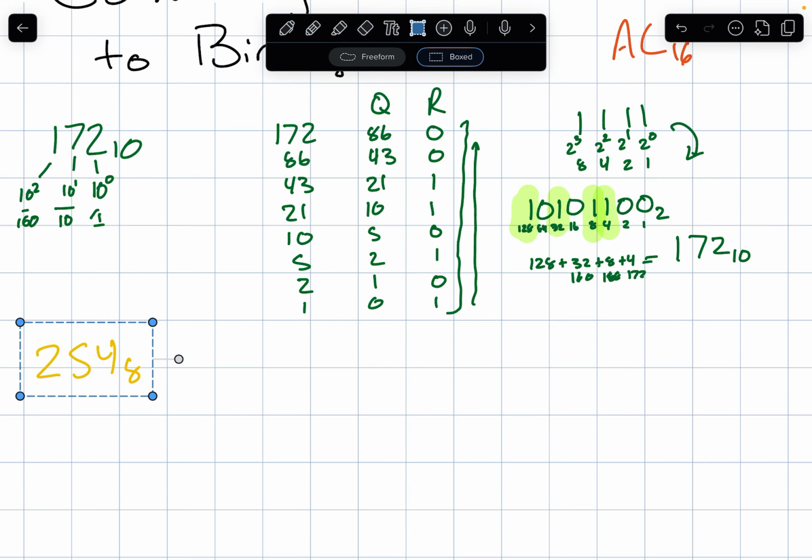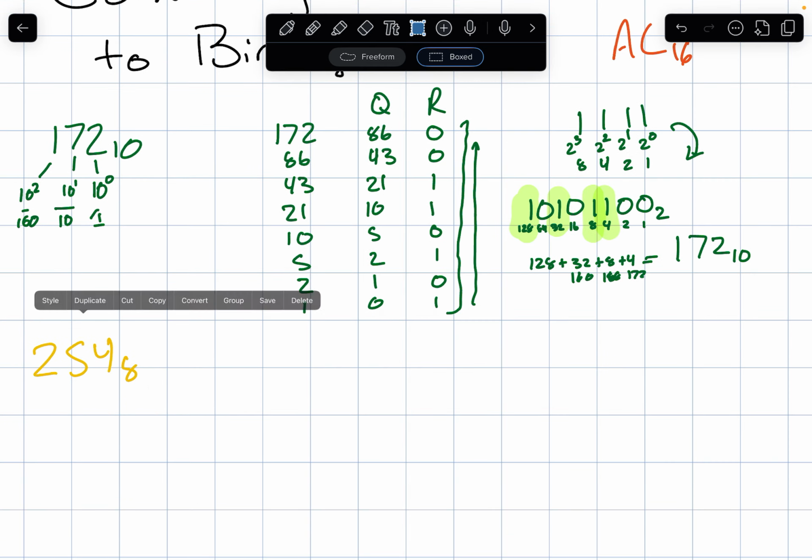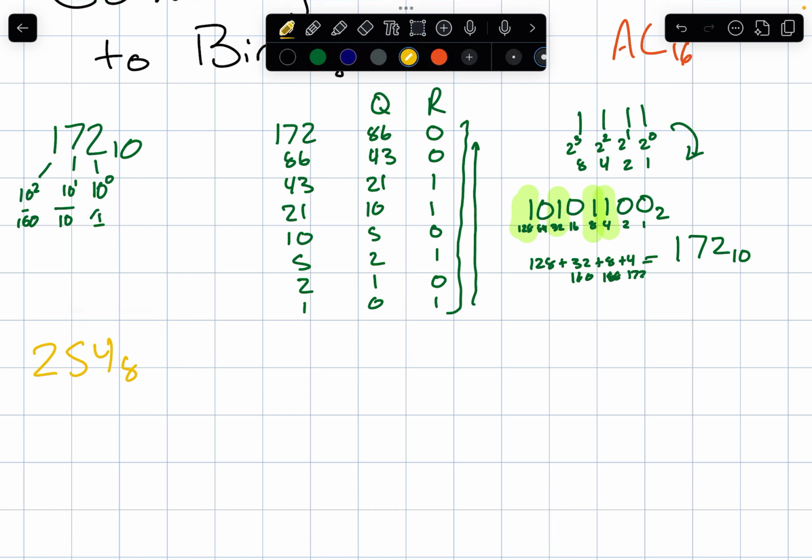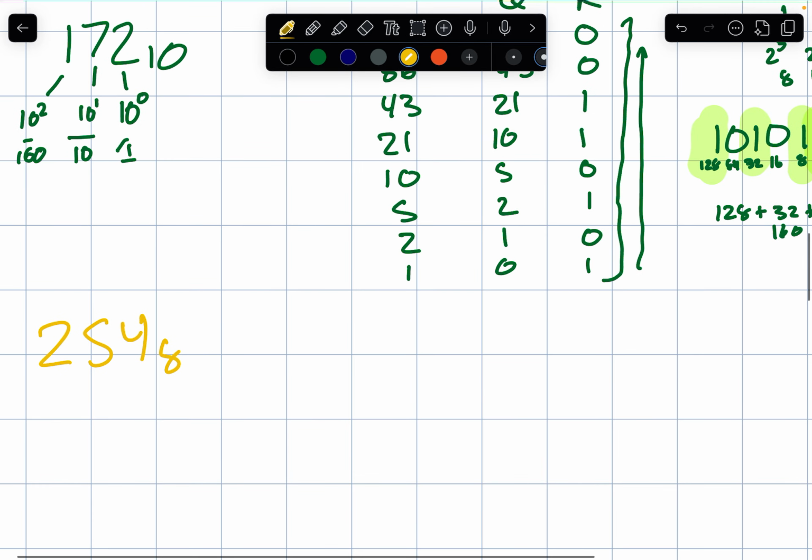We'll just move that down here so we have some room. Okay, so there's two ways to do this. One involves converting to base 10 first. I find that to be the longer way, and that typically causes more mistakes. So I'll just show it real quick.